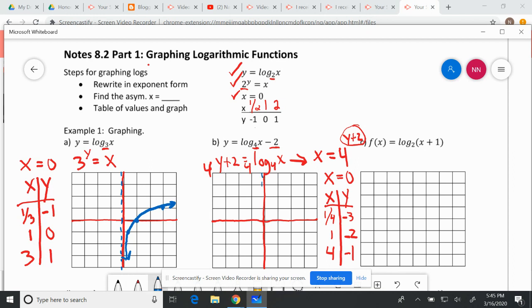I have my vertical asymptote at 0. I have the 1/4 and the -3, the 1 and the -2, and the 4 and the -1. And I'm going to graph my equation.